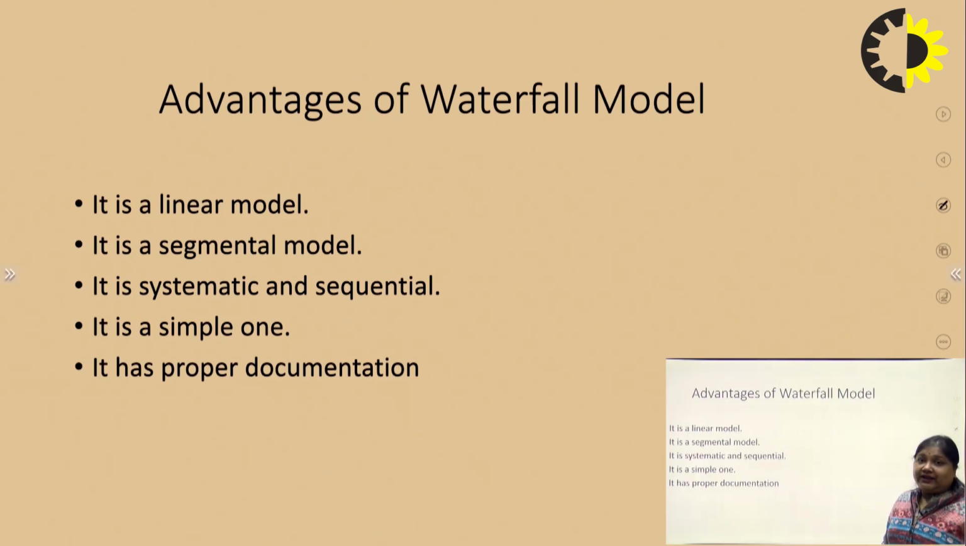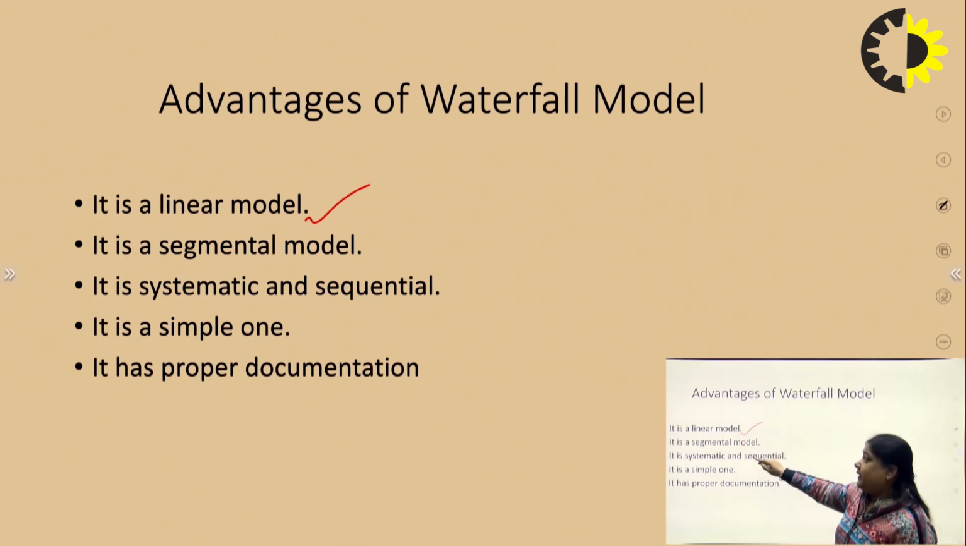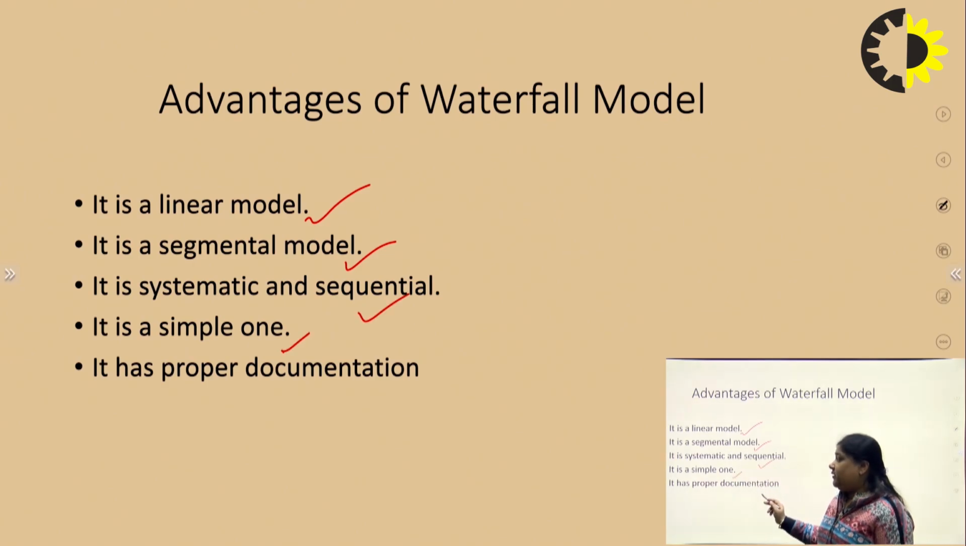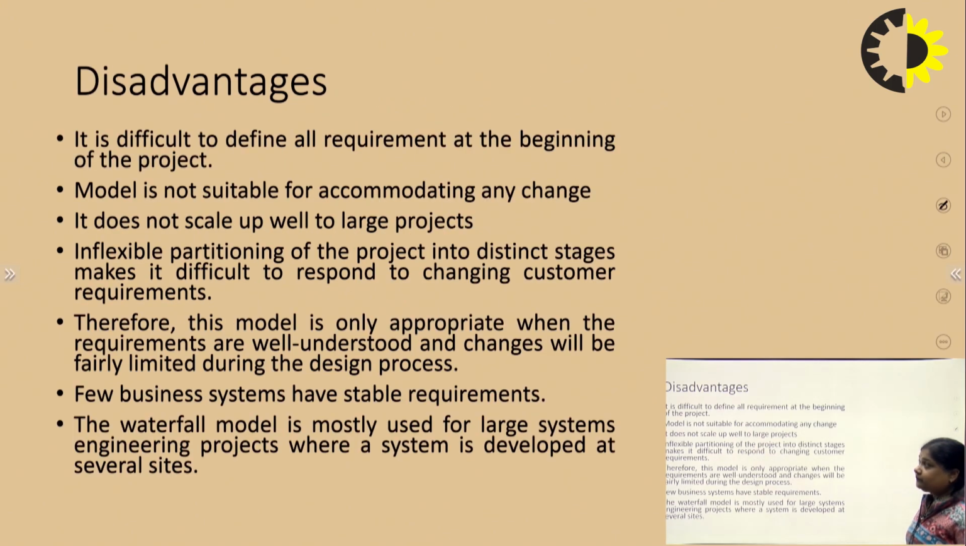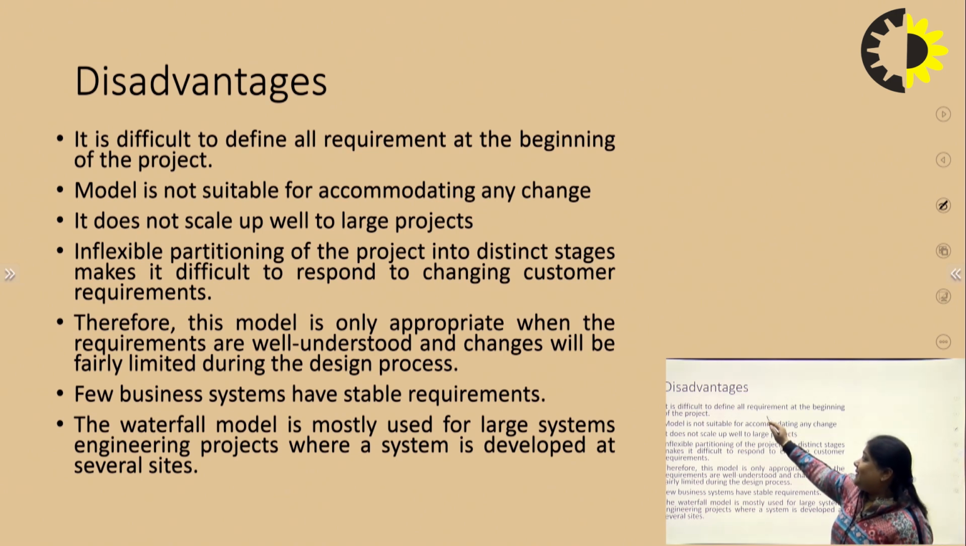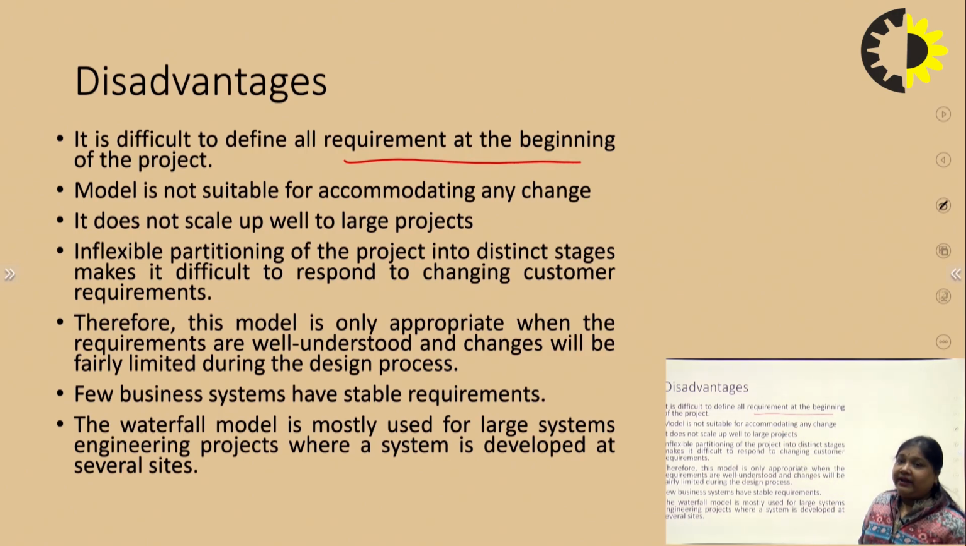Now, what are the advantages of the waterfall model? As we already said, it is a linear, segmental model; it is systematic, sequential and simple, with proper documentation. There are also some disadvantages. It is difficult to define all the requirements at the beginning of the project, because in the waterfall model we have to freeze all the requirements at the start, when the product begins to be developed. It may be very difficult for the developer to have all the requirements available at the start of the software.